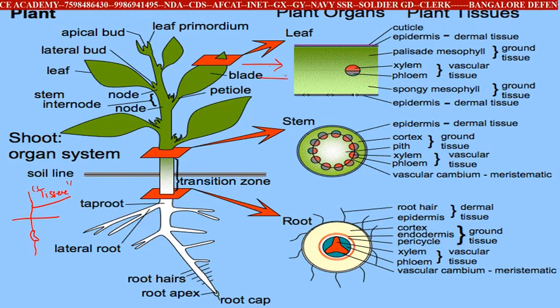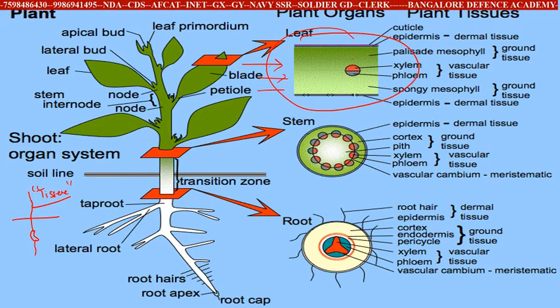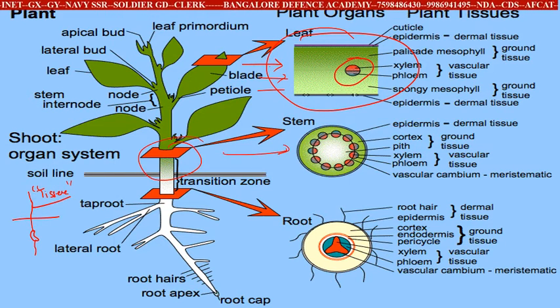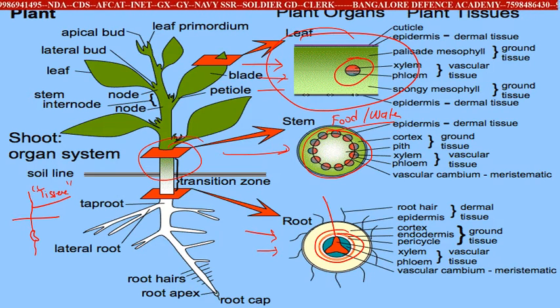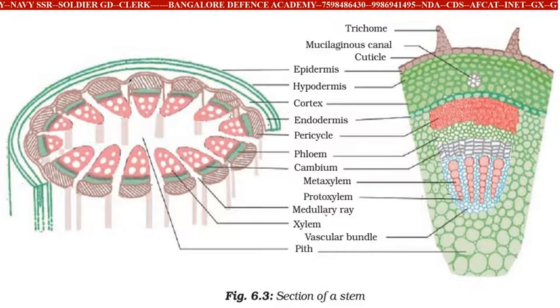Here you can see on this side, on the leaf, how the xylem and phloem are arranged one above the other. In the stem, it is arranged in a proper circular way for the transport of food and water. Next you have roots. In roots, the xylem and phloem are situated in a circular way inside the root, as you can see in your slide.